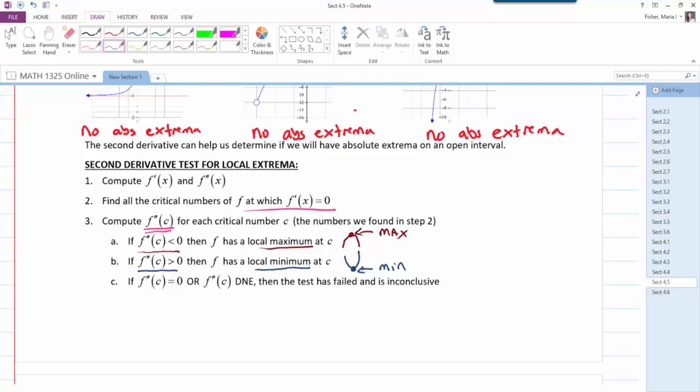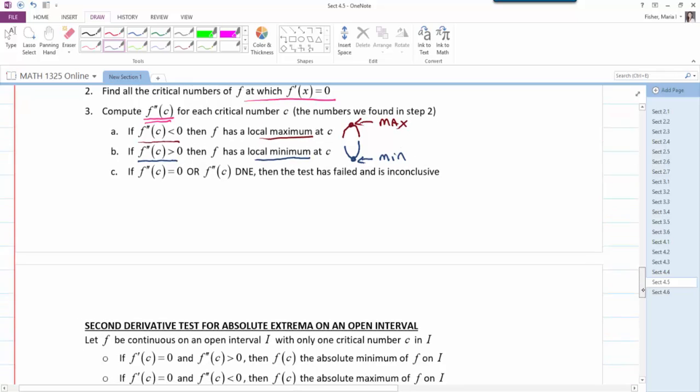So the second derivative test tells us quickly if something is a max or a min. What we do is we find the first and second derivative. We find the critical numbers of f, which means that we're looking for the places where f prime of x is equal to 0. Then we plug those numbers into the second derivative. If the value of the second derivative is negative, then we have a max. If the value of the second derivative is positive, then we have a min.